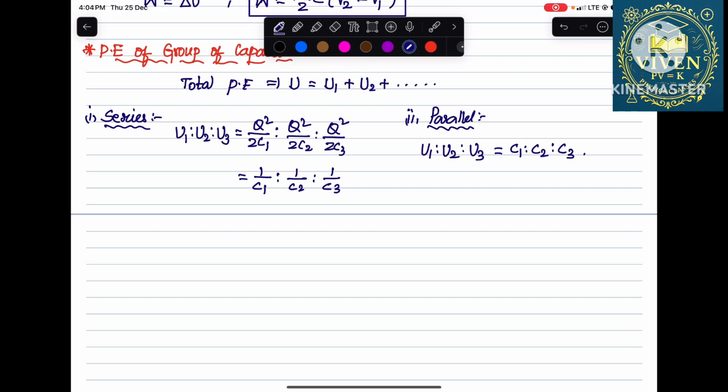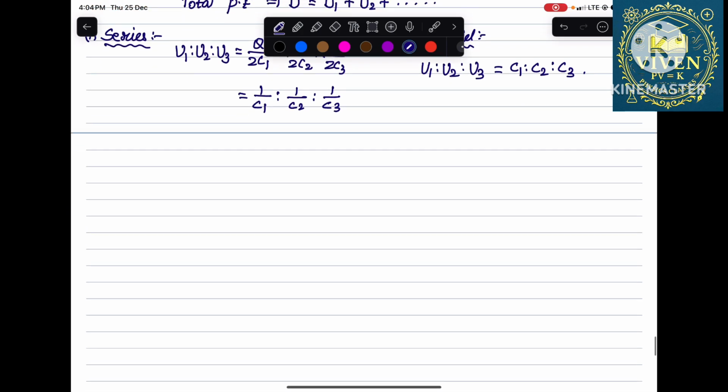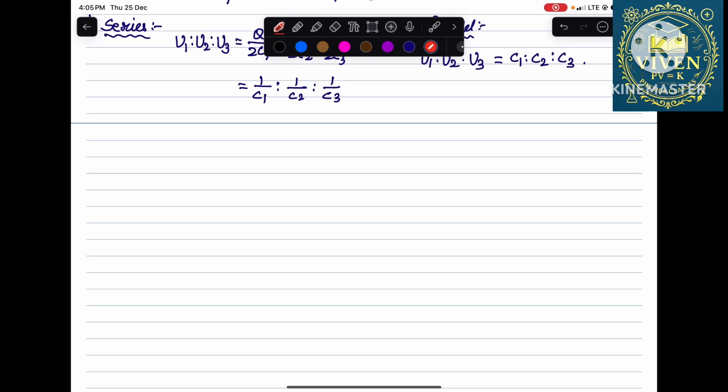Now there is one more important thing we would like to learn here, that is electrostatic energy density. What was that called?